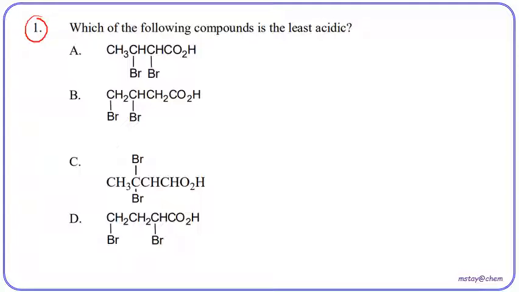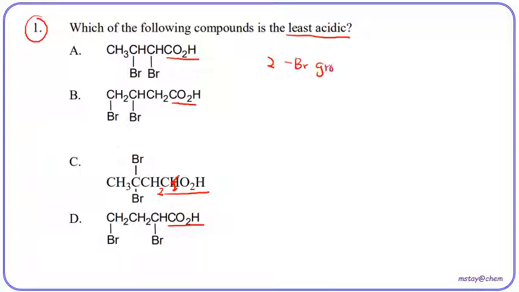Which of the following is the least acidic? Basically, we can see the functional group in this question is COOH, CH2COOH, and then this one also COOH. So basically all of them have one carboxyl group, which means that they are able to form acid. Next, we can see all these four options have two bromine groups.